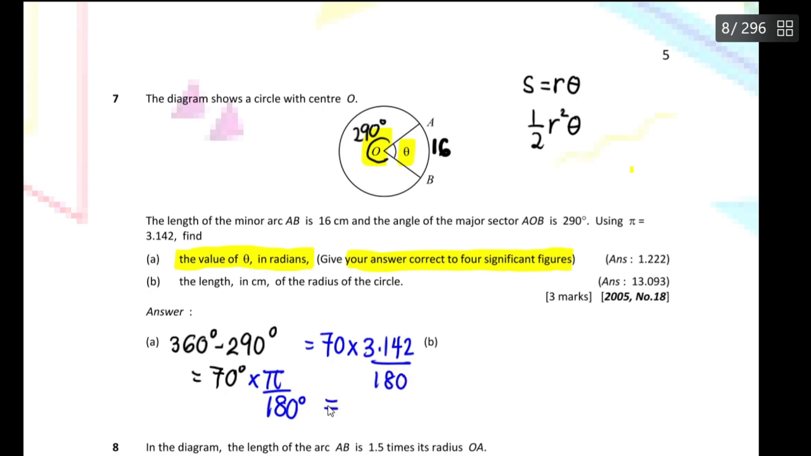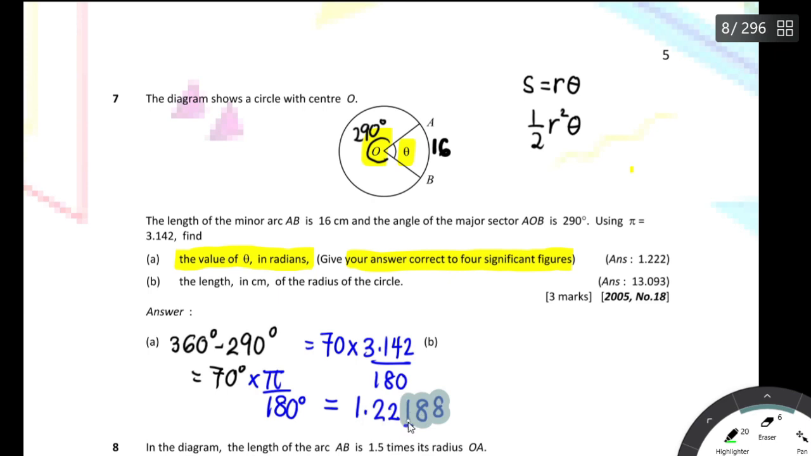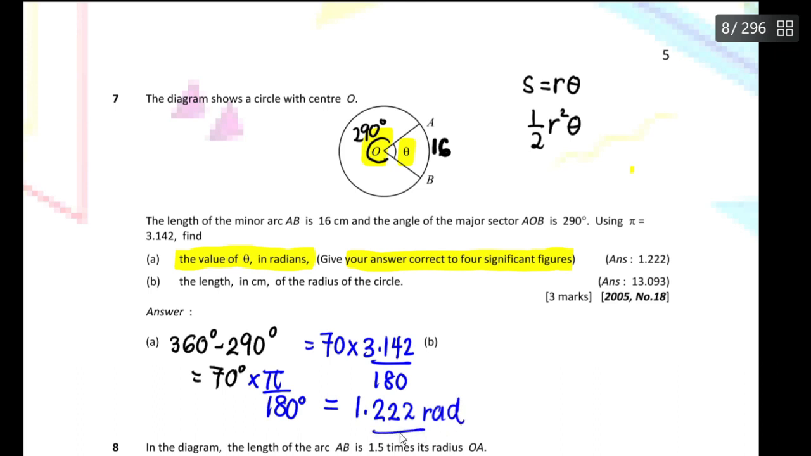So we multiply now, we do it together. 3.142 over 180, so we get 1.22188, isn't it? But they only ask for 4 significant figures. That means you round off at the 4th significant figure. So we will get 1.222 radian. All right, so this is our answer for part A. This one is usually around 1 mark only.